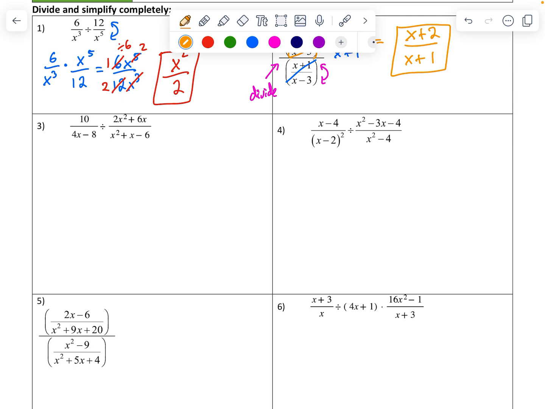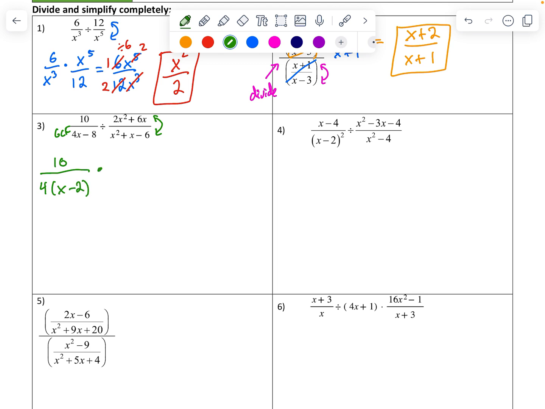All right, number 3. I see a multiply sign. So my first step is I'm going to flip over the second fraction. So I'm left with a 10. A lot of times I like to try to factor as I rewrite it just to save myself writing. So notice here there's a GCF of 4. So underneath that 10, I could take out the 4 and I'd be left with x minus 2.